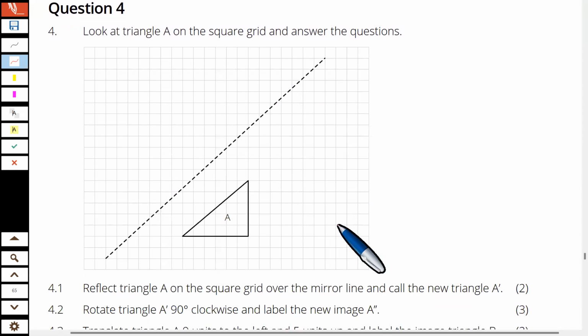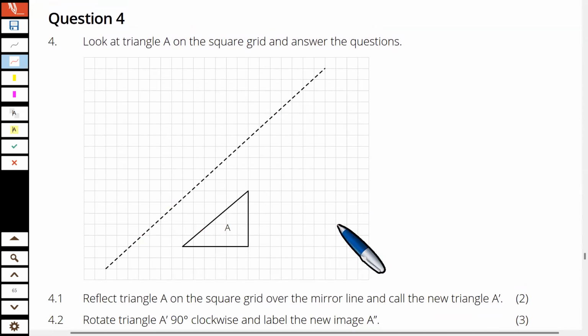Okay, here now we're looking at the figure below. Look at triangle A on the square grid and answer the questions. Reflect the triangle on the square grid over the mirror line and call the new vertex A primed, okay? So let's look at that one. If you call the vertex A primed, now you need to answer the question where that one is going to be, right? So let's look at that exactly. Where is that going to be here?